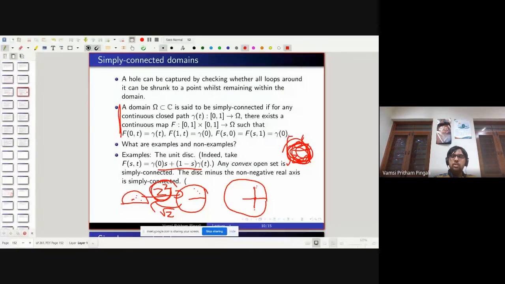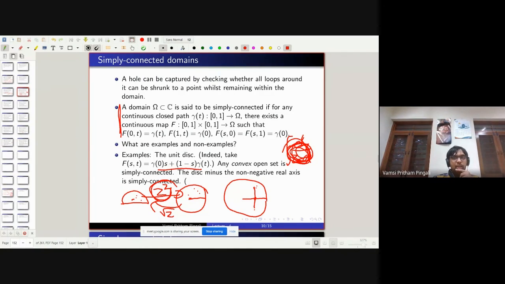What I'm saying is, if you take the disk minus the non-negative real axis, there's a conformal map that takes the half-disk to this, namely z squared. So it's a one-to-one analytic map, and the inverse is also one-to-one and analytic. In particular, it's a one-to-one continuous map, and the inverse is also continuous, right?